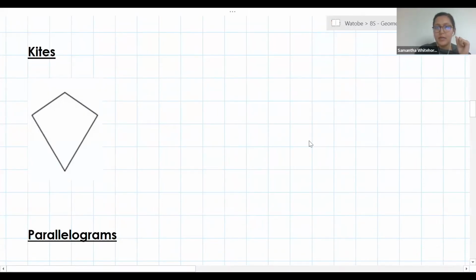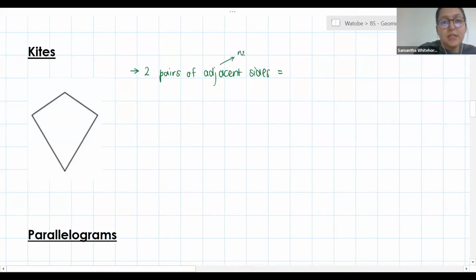Okay. Onele, tell me something. Ma'am, a kite has two pairs of adjacent sides that are equal. Perfect. Okay, I'm going to start with that. So we've got two pairs of adjacent sides equal. Now there's quite a lot to unpack here, so that's why I'm going to start with this one, adjacent. Okay. Firstly, adjacent means next to. So sides that are next to each other are equal in length.